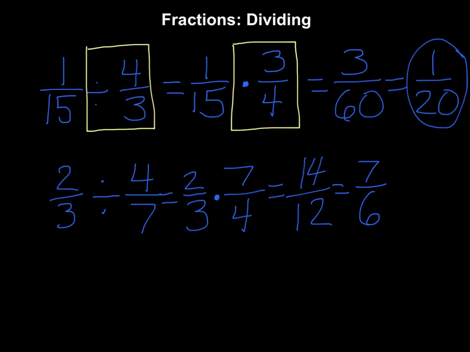7/6. And then finally, to finish it off, I also need to think about Thanksgiving. If I have 7 slices of pie, and it takes 6 slices to make a full pie, then I can make 1 full pie with 1 slice left over. So 1 1/6. And that's how we divide fractions.